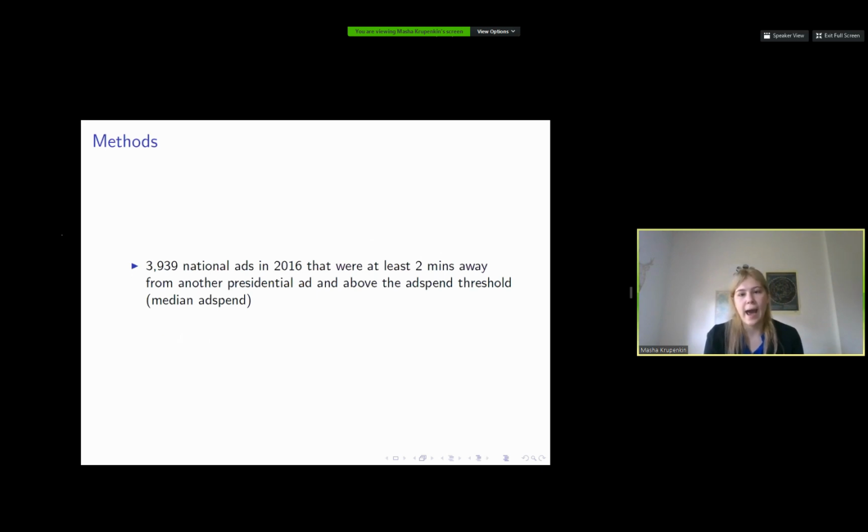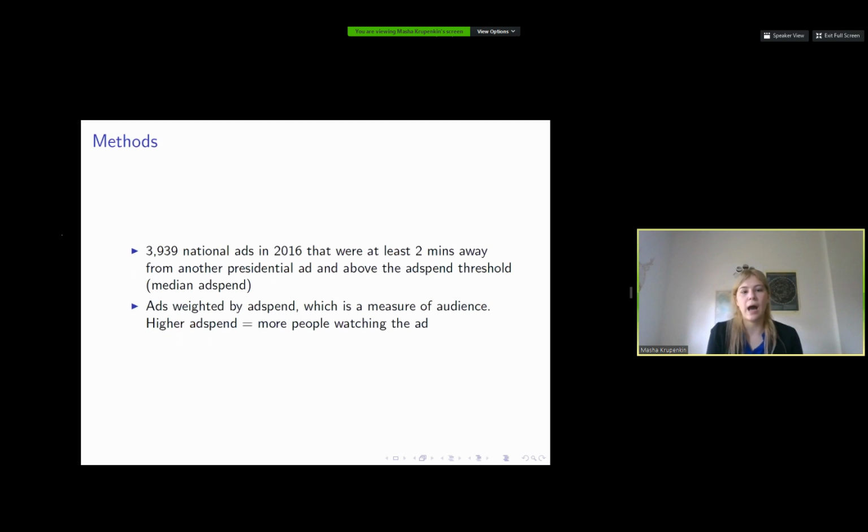So I had about 4,000 national presidential campaign ads in 2016 that were at least 2 minutes away from another presidential ad and also above the ad spend threshold. Ad spend is a variable that is very standard to use in these sort of ad studies, and that is a measure of ad audience. If an ad reaches more people, it costs more. Keeping that in mind, I weighted the ads by ad spend. So an ad that was running during prime time on a popular channel was going to be weighted more than an ad that was running at 2 a.m. on a channel nobody really watches.